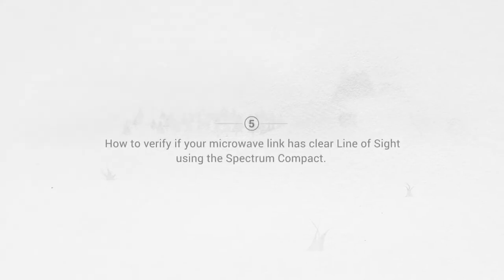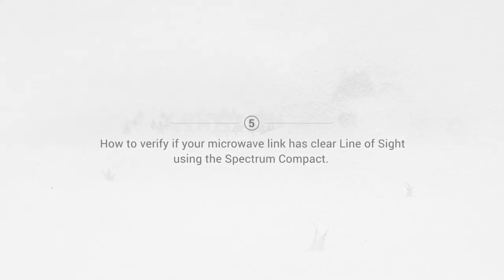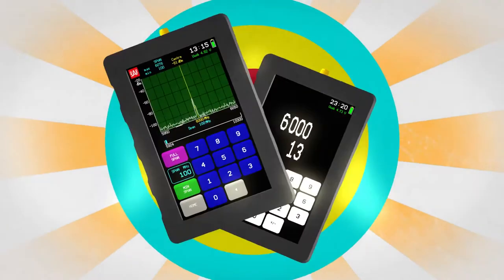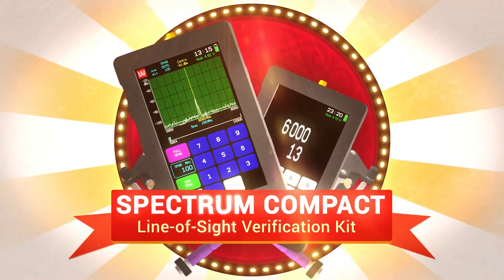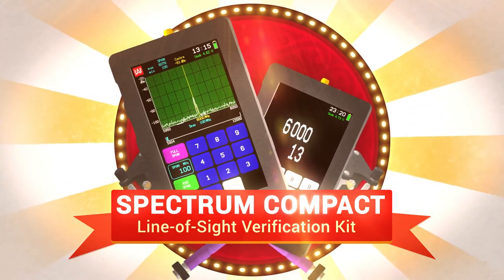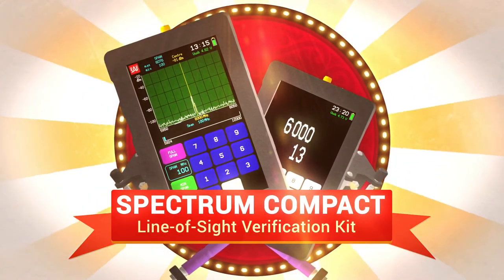How to verify whether your microwave link has a clear line of sight using Spectrum Compact. SAF's line of sight verification kit is designed specifically to perform this task as quickly and cost-effectively as possible.